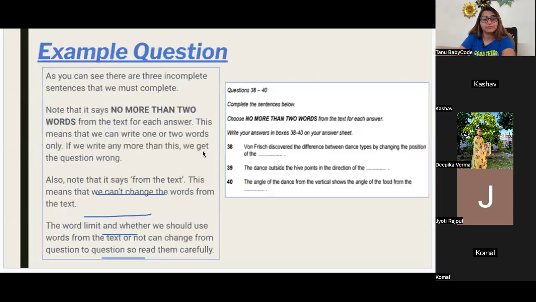So this is an example question. Complete the sentences below. Choose no more than 2 words. So you always have to read your instructions, what your instruction says, how many words you have to write. Then this is 38, 39, 40. These are 3 questions. They're talking about sentences, right? These are sentences. So you have to find the meaning of these sentences in the paragraph. You may get synonyms also for these.